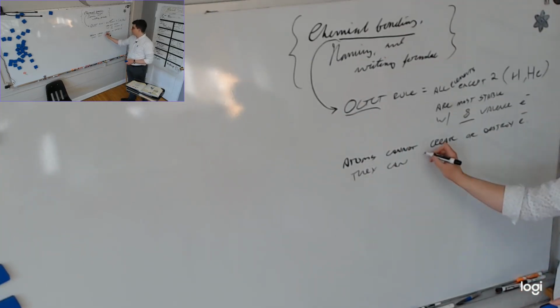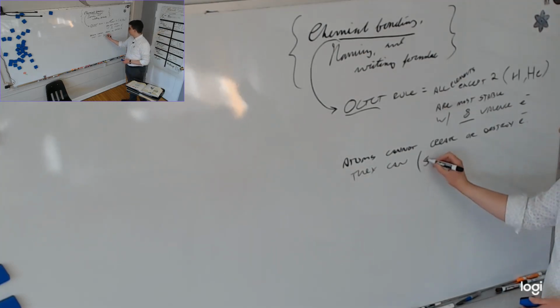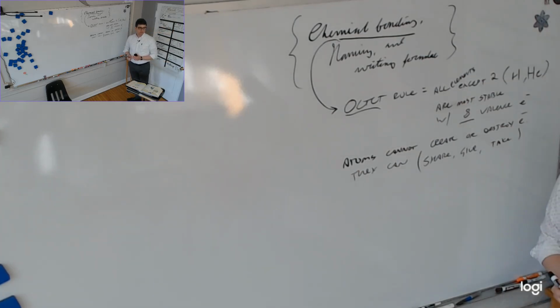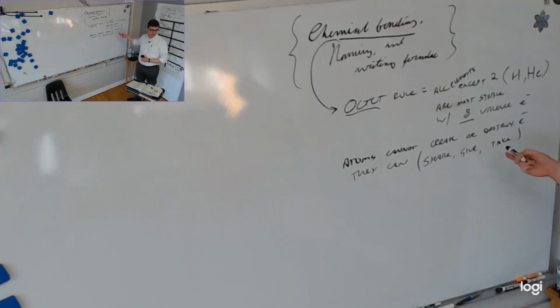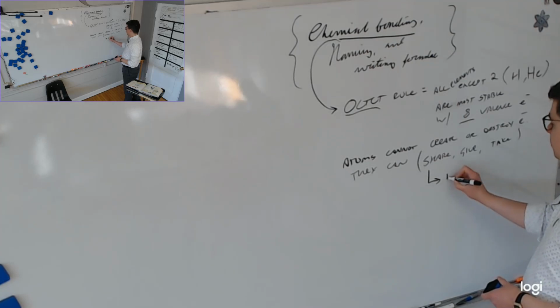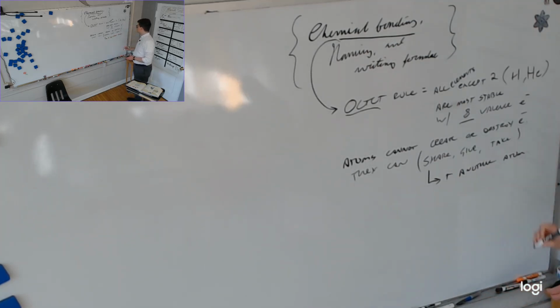They can do what? We're going to list 3 verbs. They could share. We're going to name that in a second. What else could they do? Give, yep. Or take. And these verbs give and take imply that something else is involved. What else must be involved? This is actually one of the standards. What else must be involved for sharing, giving, or taking? So another atom. These have to have at least one other atom.